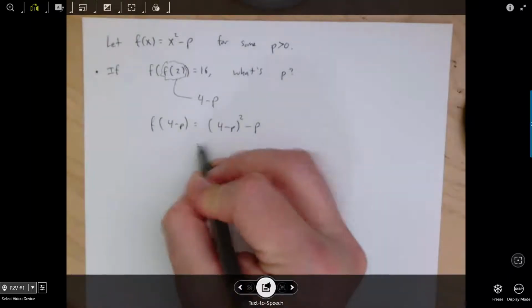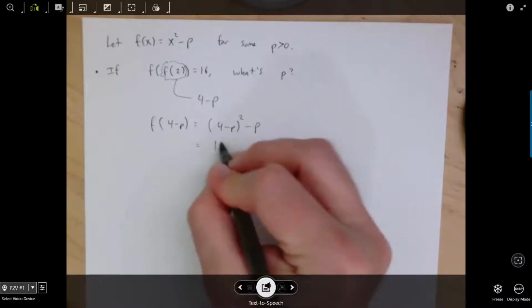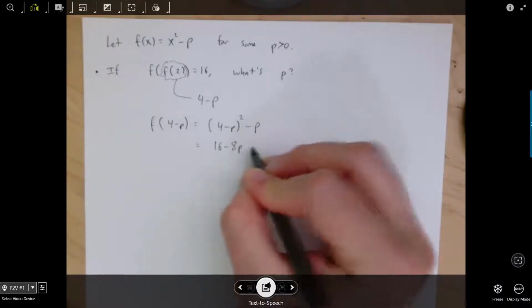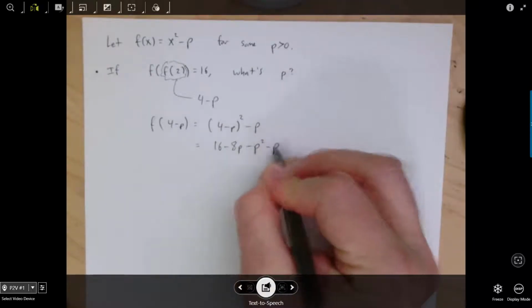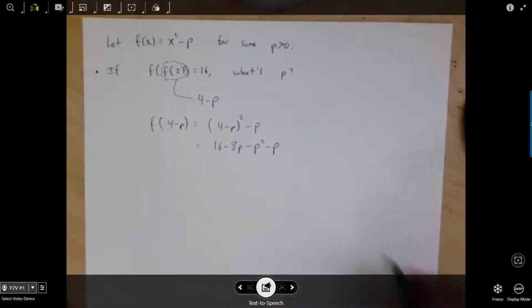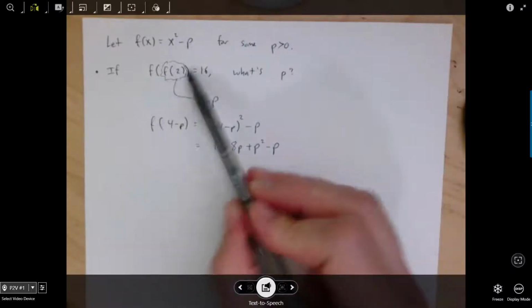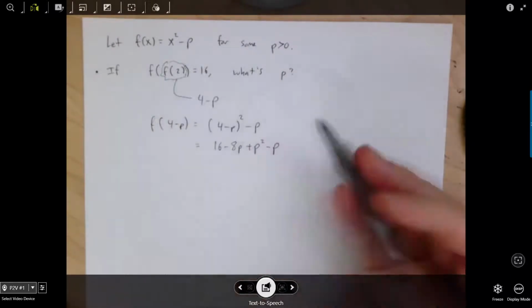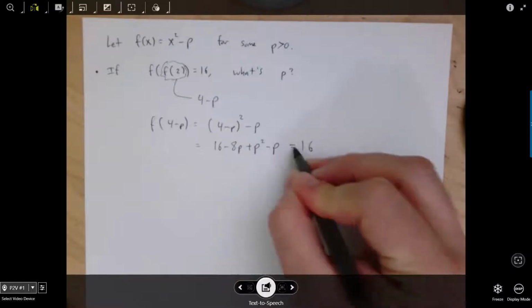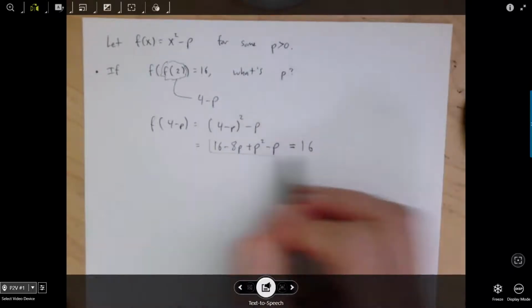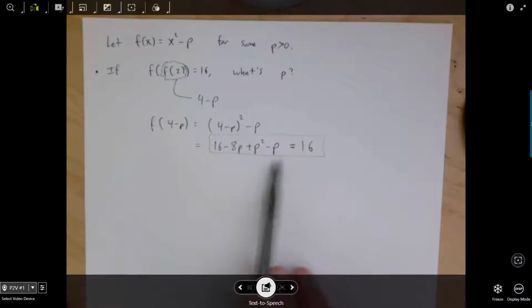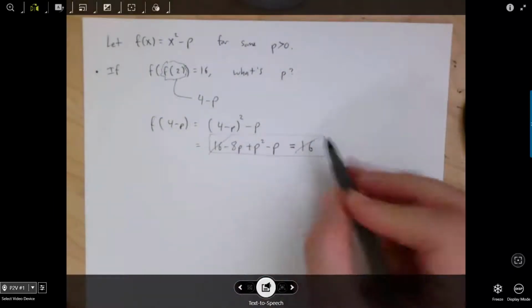And if I wanted to expand this out, that would give me 16 minus 8p plus p squared, and then this minus p is still there. Oh, sorry, not minus p squared, plus p squared. Okay, and so what we know is that that left-hand side equals 16. So here's 16. And now we have an algebraic equation that we can solve because we only have one variable, p. So let's start by subtracting 16 from both sides.